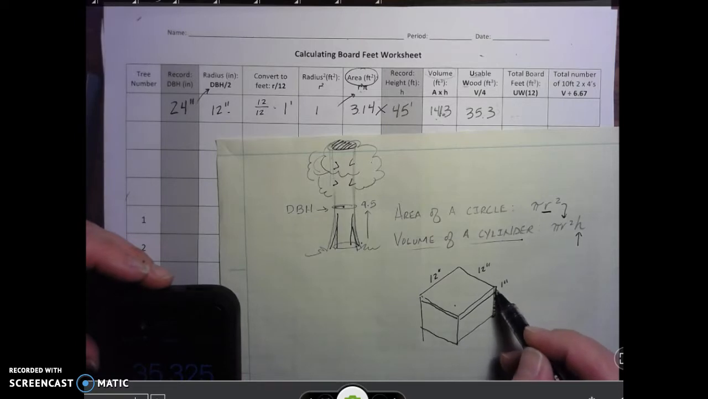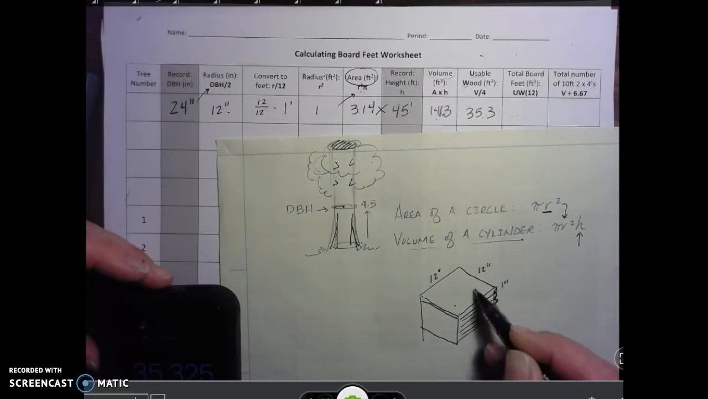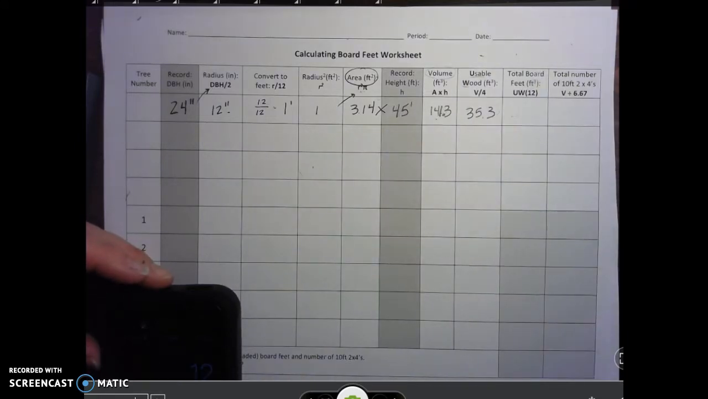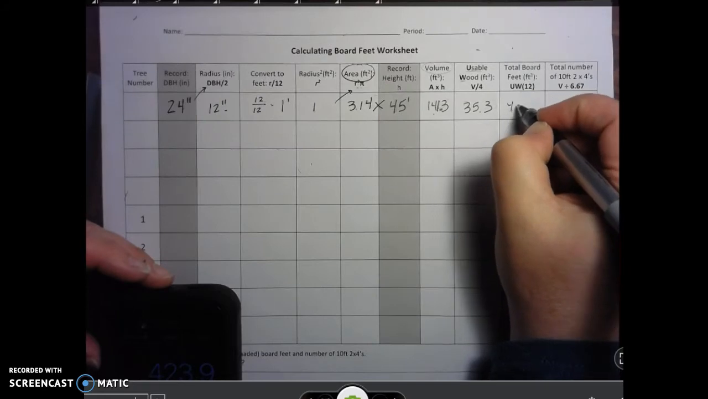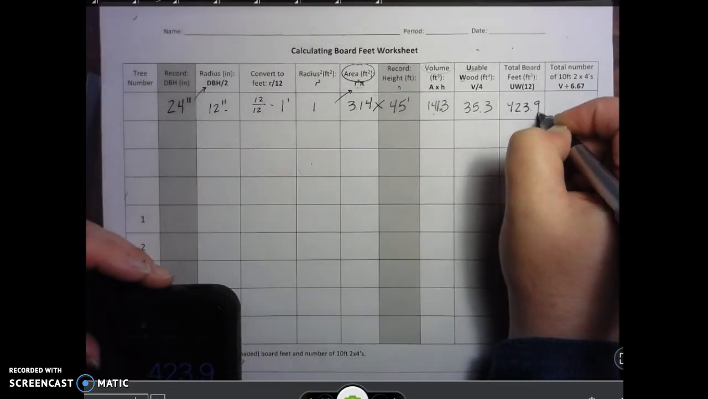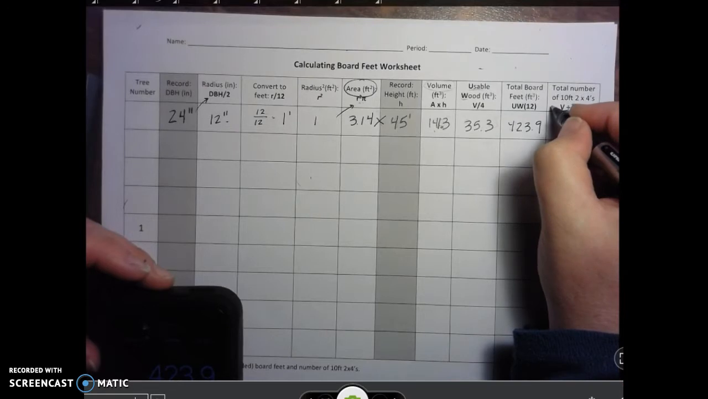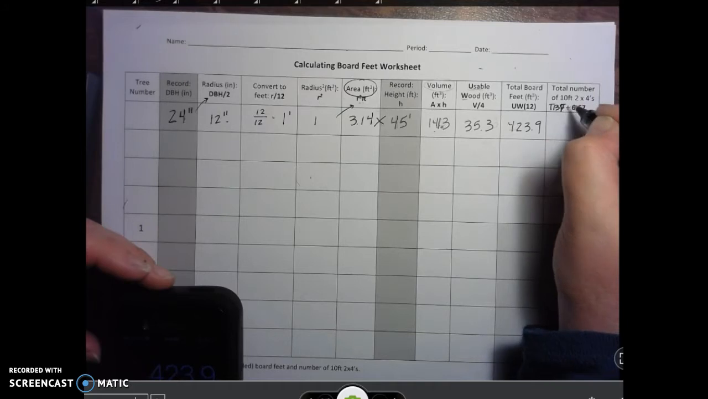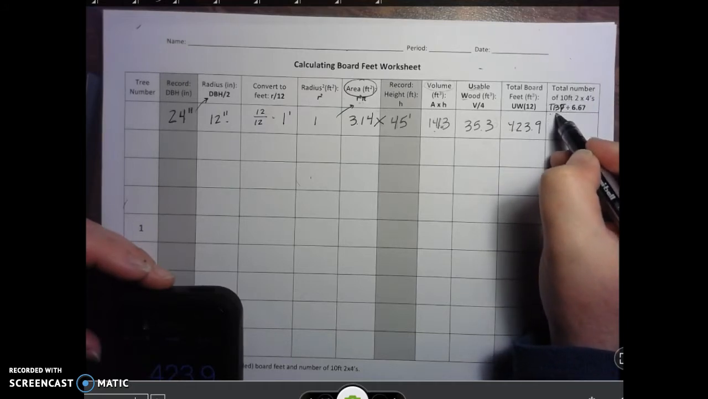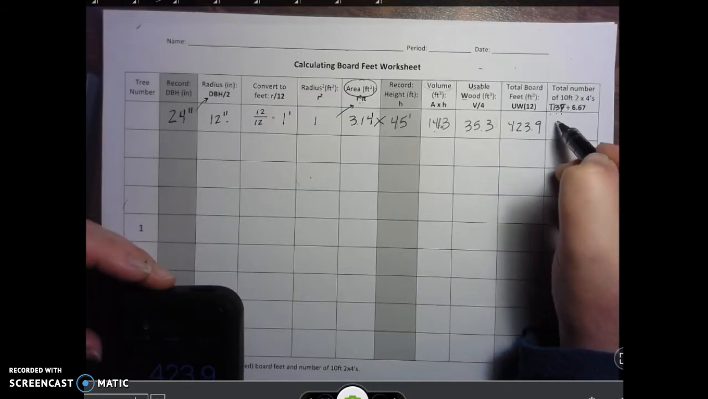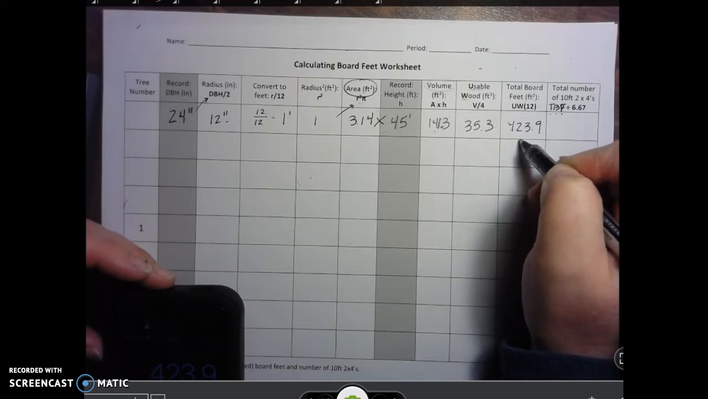So now we're going to take this and find out how many board feet, how many 1-inch sections, are in that cubic area. And so here we're going to multiply by 12. And we get 423.9. Now what I'm doing right now is I'm making a correction because this should actually say total board feet. It should not say volume. So now we have total board feet.